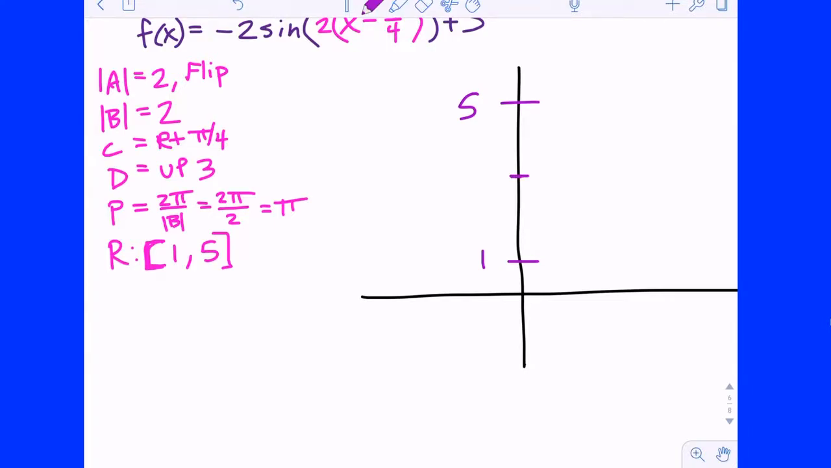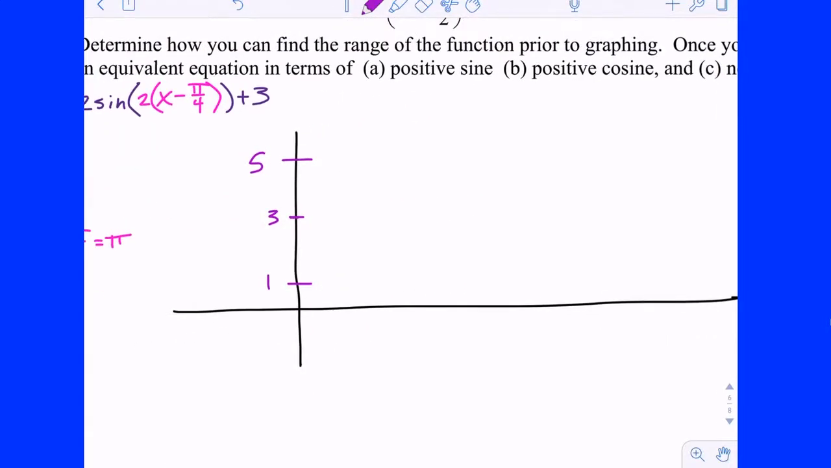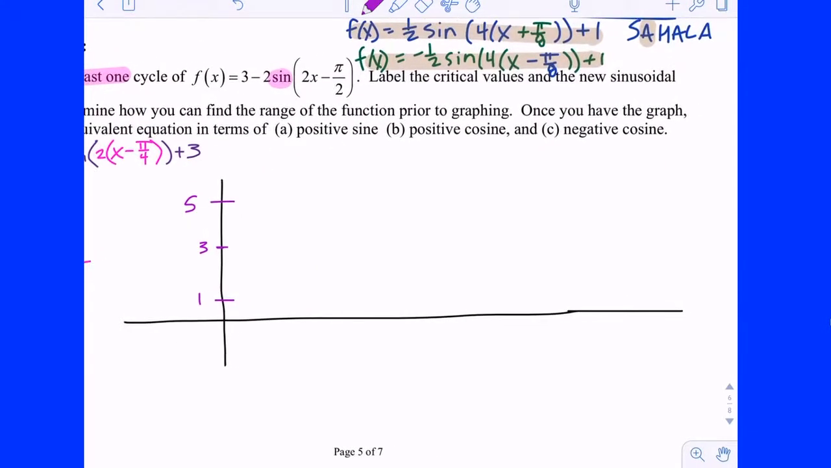What's the midpoint of 5 and 1? 3. Is that a pretty important value here? Yep, that's our y value of the sinusoidal axis. So what I'm going to do now, all the way through 3, I'm going to put a dotted or a dashed line, kind of a mixture of both. There you go. That's going to be your new sinusoidal axis. That's the one that you're going to reference when you do Sahala Chala.